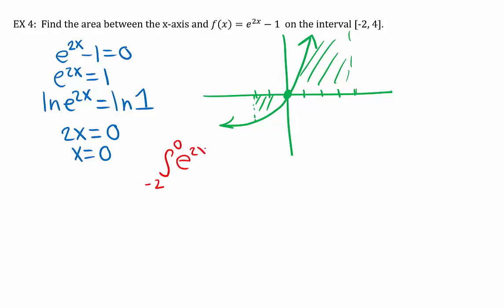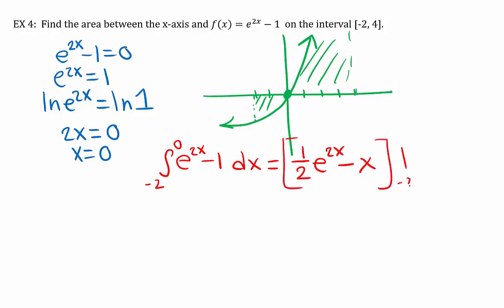And I'll integrate my function. Then I'm going to have to integrate the region that's above the x-axis separately. So to integrate e to the 2x, I get 1/2 e to the 2x. If I integrate 1, I just get x. And I'm going to be evaluating this at 0 and at negative 2.